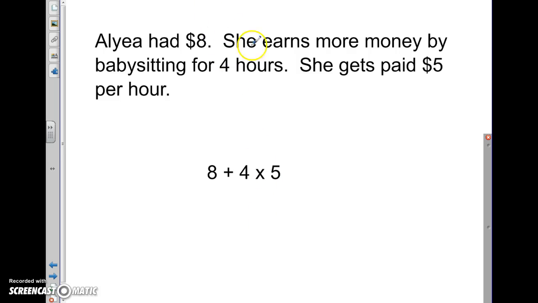Could you put parentheses here? Sure you could, because that is the first thing that we want to do. We don't want to add 8 to the 4, we want to add 8 to this total of 4 times 5, because that will show us how much money she earned babysitting. However, you do not need to have the parentheses here, because in the regular order of operations, the first operation that we would do anyway would be the multiplication. All right, so either one would be correct.